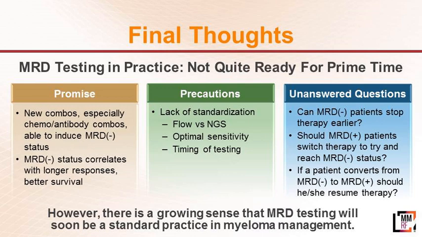We don't have the answers to certain questions like this. Can you take an MRD negative patient and stop therapy safely? Should MRD positive patients who otherwise meet all criteria for good response switch therapy just to try to reach MRD negativity? And if a patient converts from MRD negative to MRD positive but is otherwise doing okay, should you switch or restart therapy? We don't know the answer to any of these questions, but these are the important questions that we're going to be studying as our therapies get better and better at pushing patients to this status.